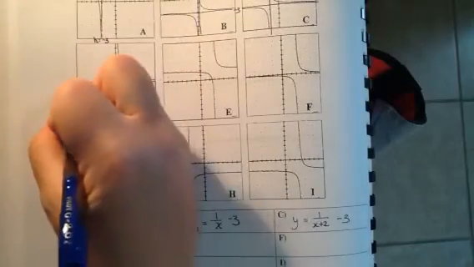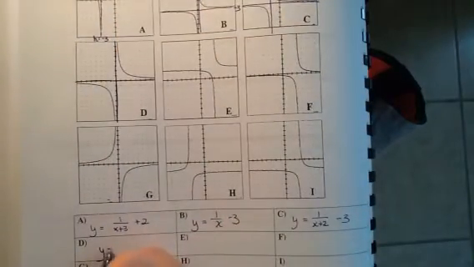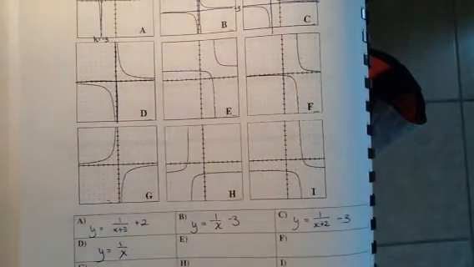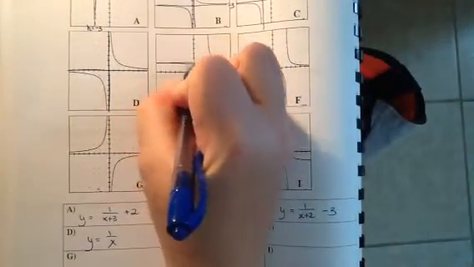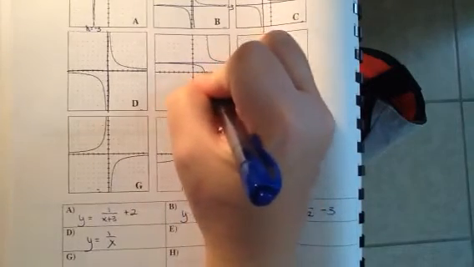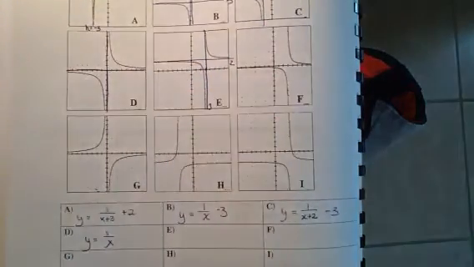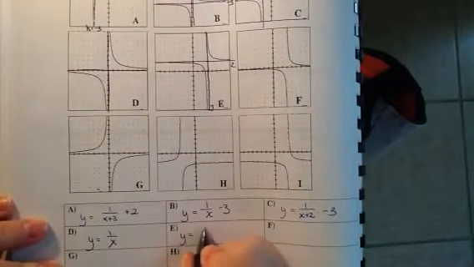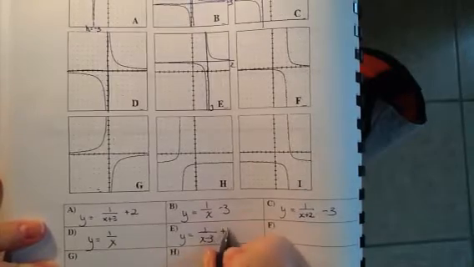Okay, letter D. Letter D's asymptotes are the two axes, which means it's the parent function. So the equation is just y equals 1 over x. Letter E, let's see, it went up 2 and 1, 2, 3 to the right this time. So you're going to have y equals 1 over x minus 3 because it went to the right, plus 2.